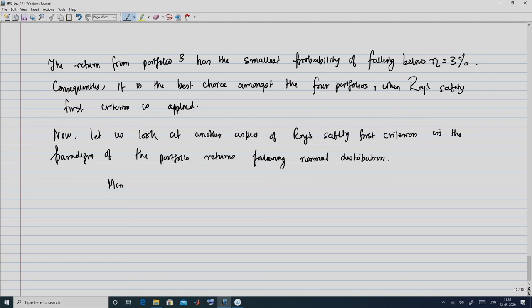So accordingly, we will have to minimize the probability. I start off from where I left off earlier, that the problem reduces to minimization of the probability of ZP being less than (RL minus E(RP)) over sigma P, on the assumption that RP follows a normal distribution, and this is equal to minimizing (RL minus E(RP)) over sigma P.